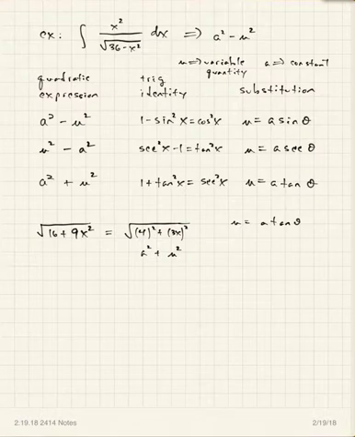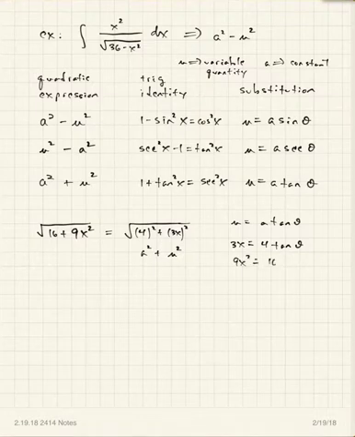In this case, u would be 3x, and a squared is 16, so a would be equal to 4. So we'd let 3x be equal to 4 tangent theta. Then when we square both sides, you get that 9x squared would be equal to 16 tangent squared theta, when we make that substitution.